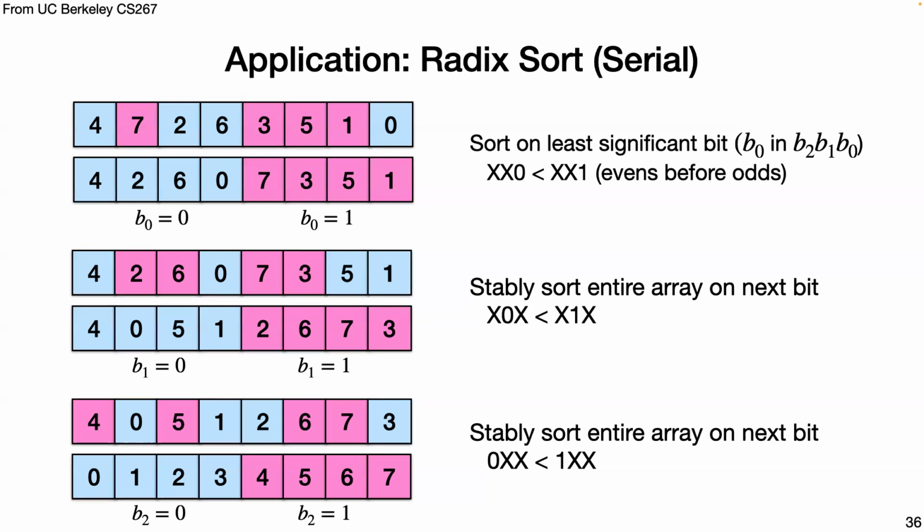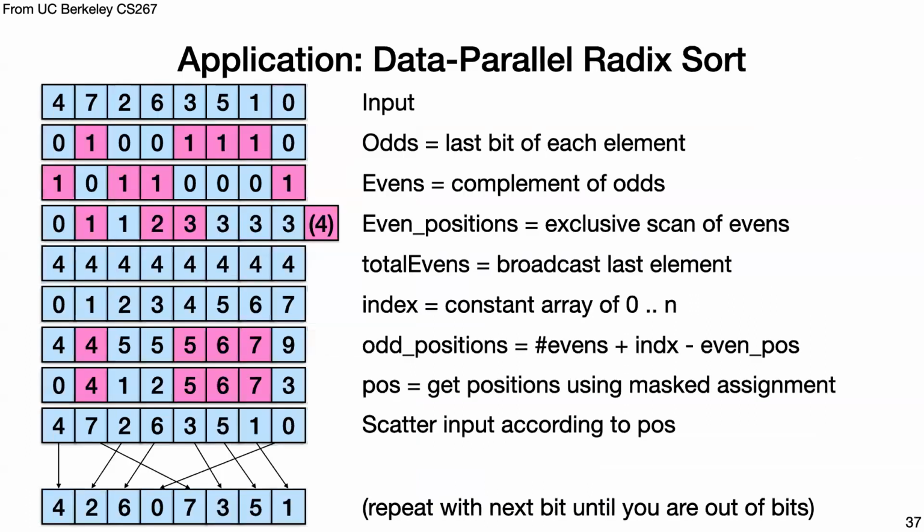If you want to do it in parallel, it turns out that the way you do it is very based on scan. The high level idea is the same, you still go bit by bit, but now each step is more complicated. Let's start with the 0th bit. We make these two flag arrays, one for odds and one for evens, because we start from the 0th least significant bit. That just divides us into odd and even.